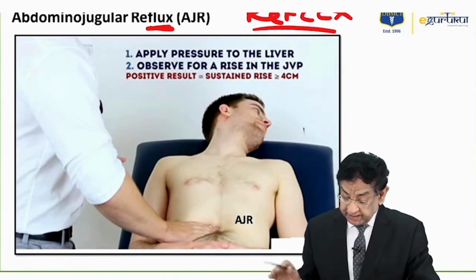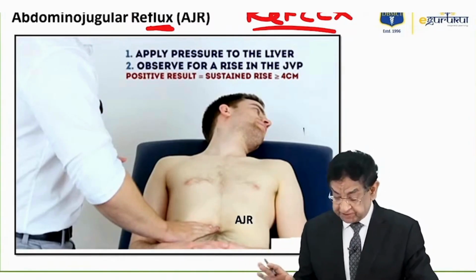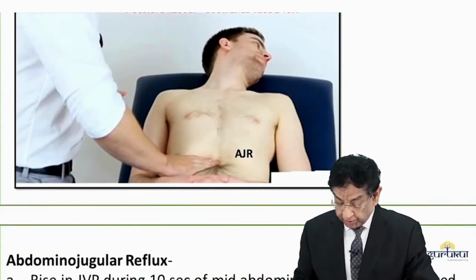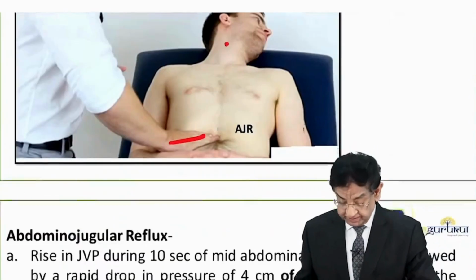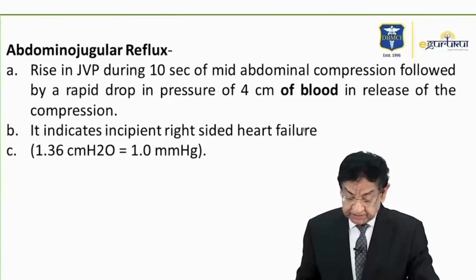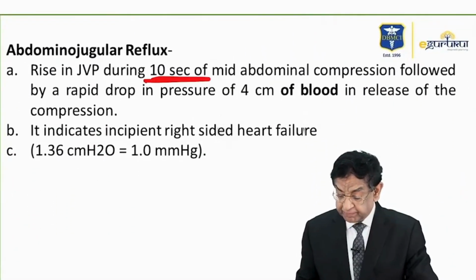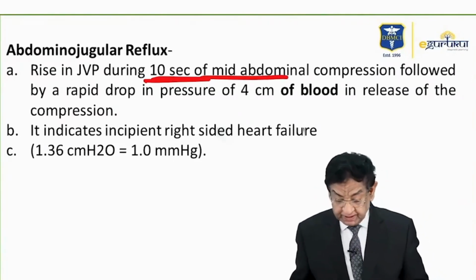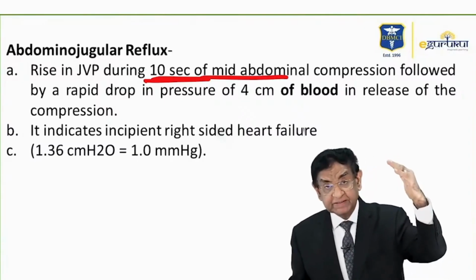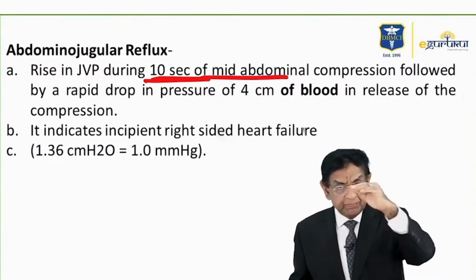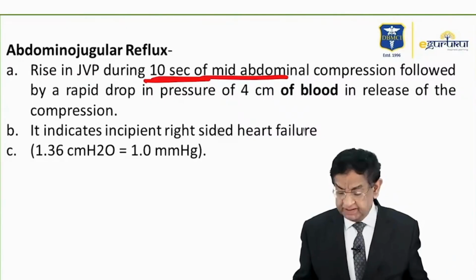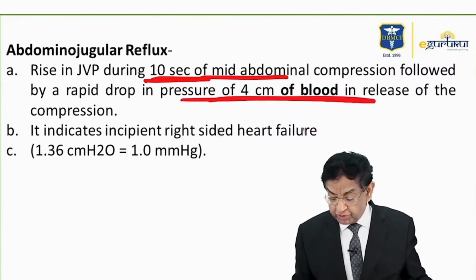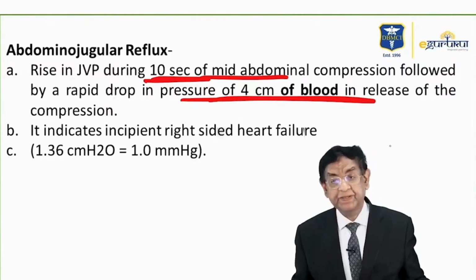And you put a sustained pressure on the right hypochondrium, the way it has been shown, and you are looking at the JVP. So you press for 10 seconds in the mid-abdomen as I showed you, and the JVP will rise, and you measure the height when it is at the peak. Now you release your hand. There will be a fall of 4 centimeters of blood.